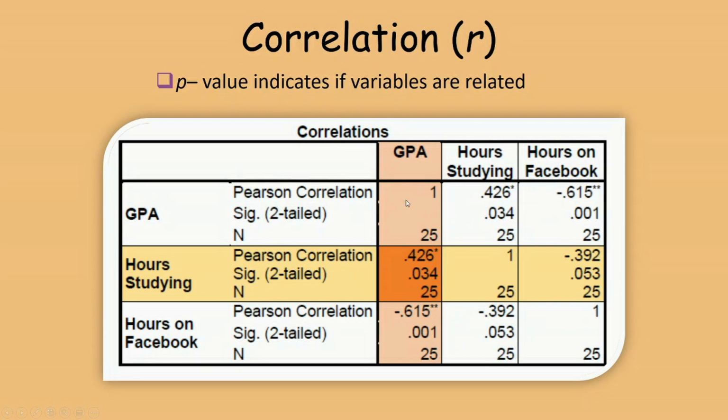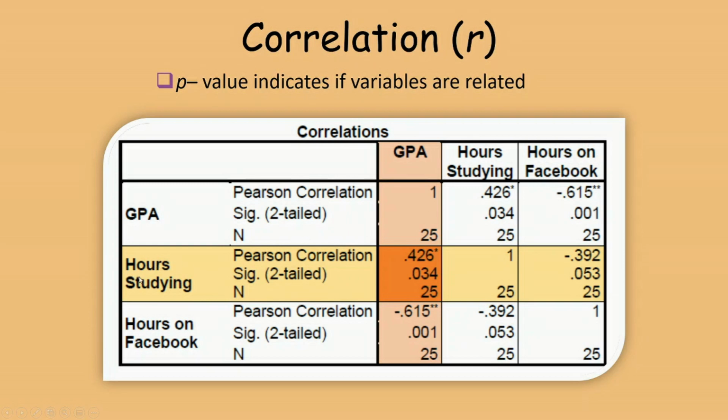What you'll see is that these middle squares are all 1s, because if I'm looking at hours on Facebook to hours on Facebook, they have 100% correlation because they are the same variable. If I'm looking at hours studying to hours studying, they have a 1, they're 100% related because they're the same variable, or GPA and GPA. So I have the 3 variables, which are GPA, hours of studying, and hours on Facebook, and again GPA, hours of studying, and hours on Facebook.